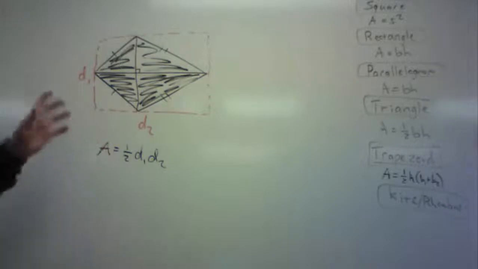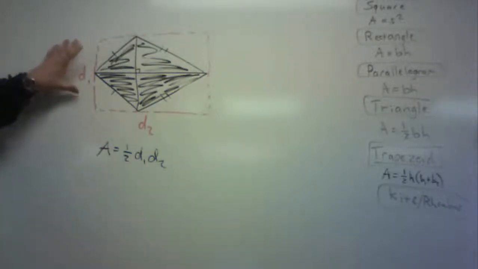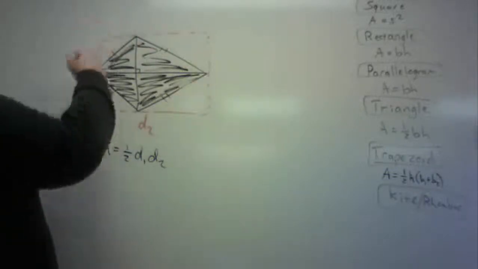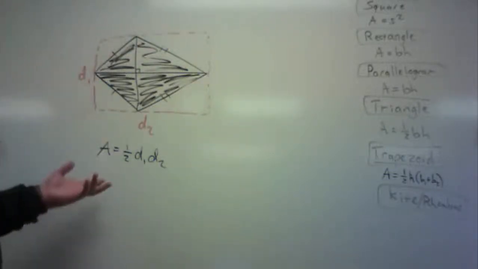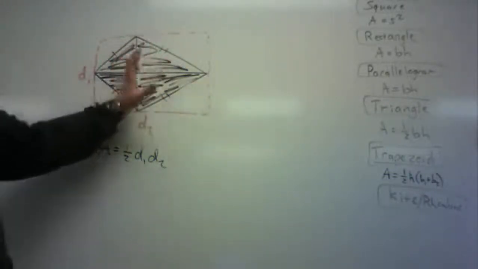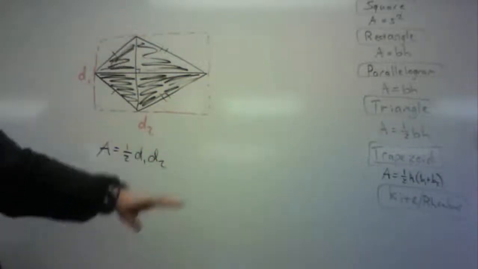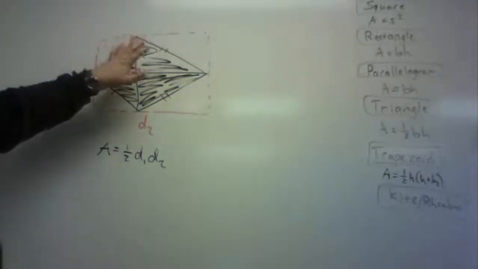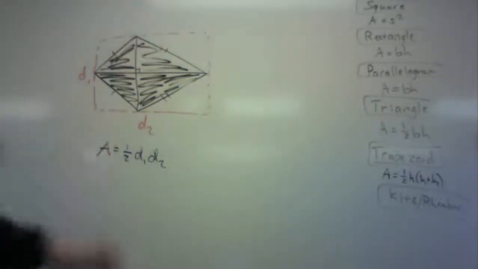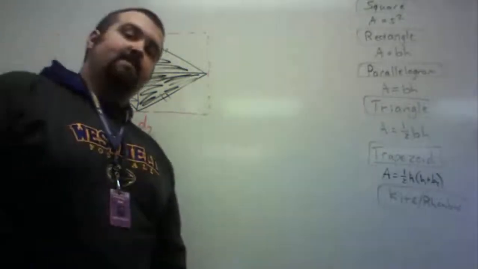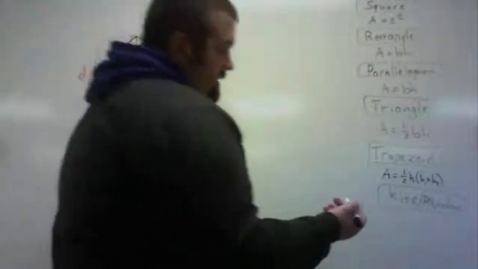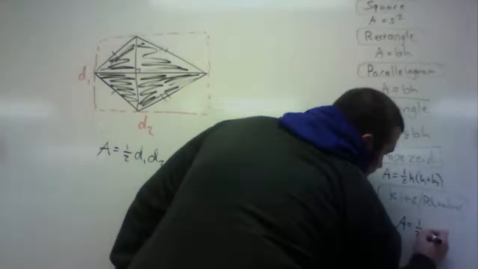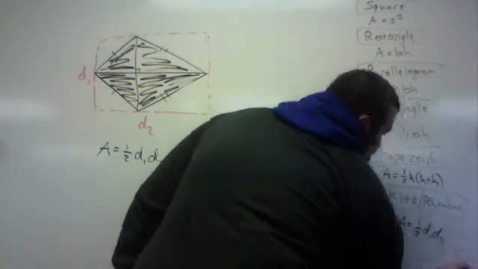And the justification is this type of idea. If I take diagonal 1 and multiply by diagonal 2, I get the area of this big rectangle here. And each of these right triangles is going to be half of that rectangle area. So when I look at it in total, the kite or rhombus is half of this rectangle's area when I multiply diagonal 1 times diagonal 2. So I have another formula to find the area of a kite or rhombus.